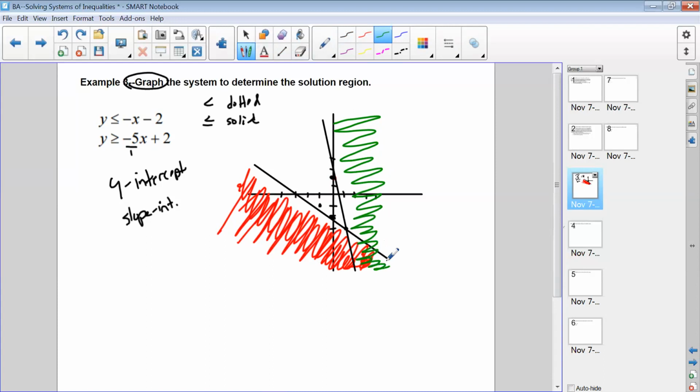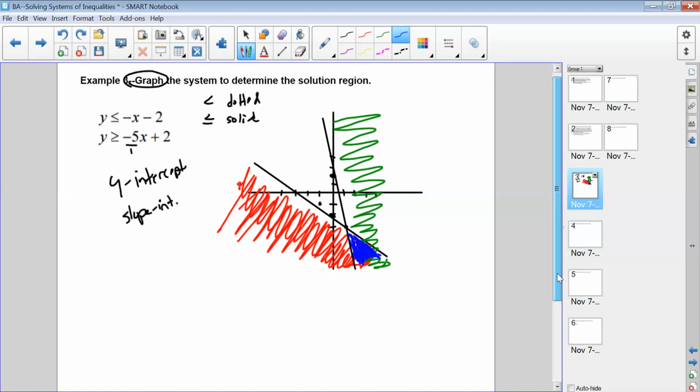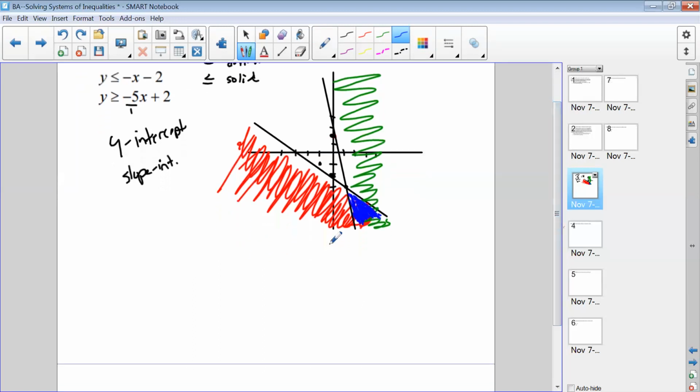And then you're looking at where they overlap. And so I'm going to come back in blue and show that that is the shaded region where there is overlap. What does that mean? That means that any ordered pair that you choose in that region, any ordered pair that you choose in that region will make either this inequality or this inequality true.